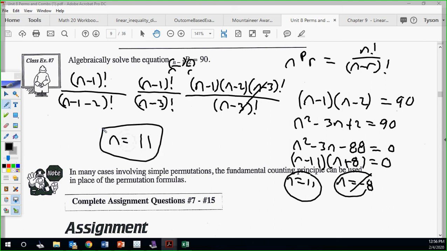Okay. You could check that real quick to make sure you're right. If n is 11, well, what's 11 minus 1? 10. So in your calculator, 10 P2 should equal 90. You can check that if you'd like. Okay? All right, cool. Well, that's it for today.